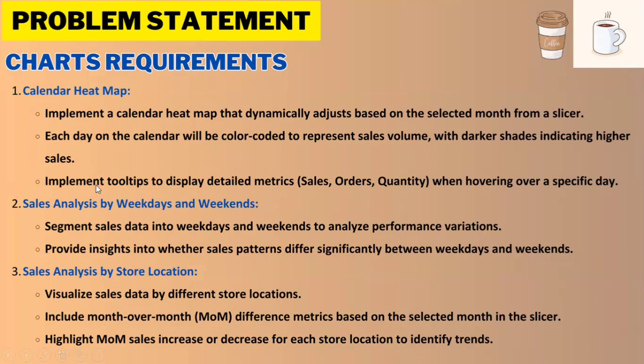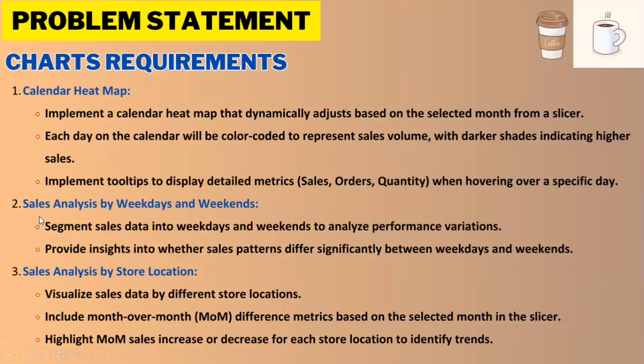And then we have implemented a tooltip to display the detailed metrics of sales, order, and quantity. Whenever we hover our mouse over specific days, then we get extra data or metadata understanding of sales, order, and quantity from the other sheet.